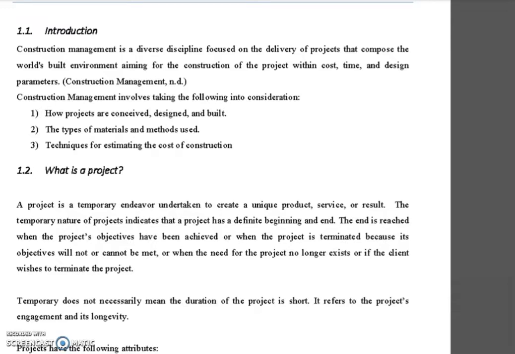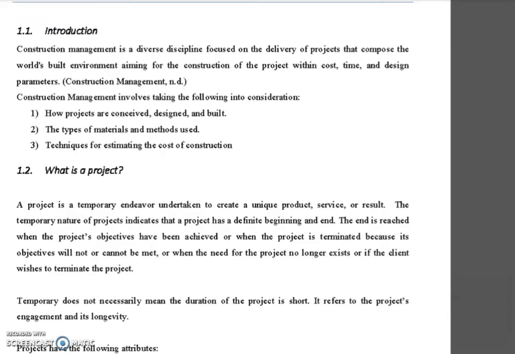And today we're going to talk about some introduction to construction management. So here we have the first point, the introduction. Construction management is a diverse discipline focused on the delivery of projects that compose the world's built environment, aiming for the construction of the project within cost, time, and design parameters.